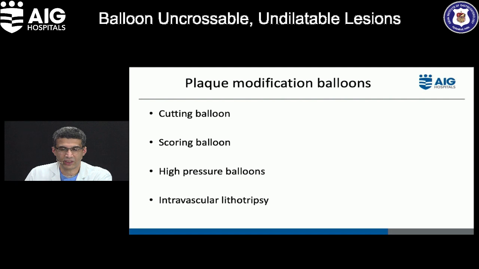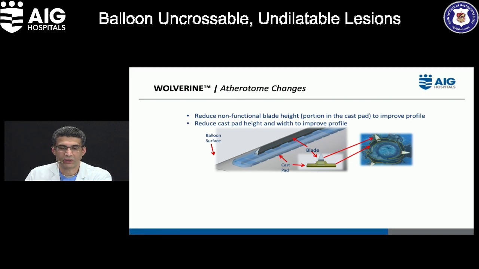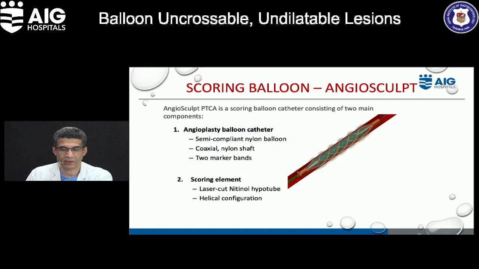So different special balloons which we mentioned, I think we already discussed most of this in the previous seminar: cutting balloon, scoring balloon, high pressure balloon and IVL. So cutting balloons, as we know, are basically heterotomes which are mounted on the balloon, and this is an NC balloon, and you can go up to around 12 to 14 atmospheres. The newer Wolverine balloon has come, which is much better. Dr. Uday will tell you more details about that.